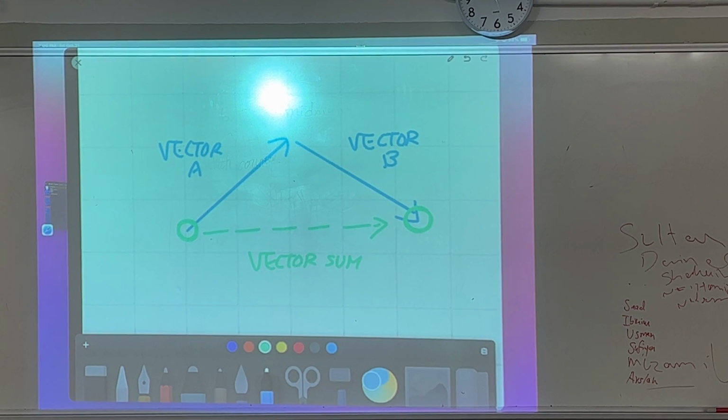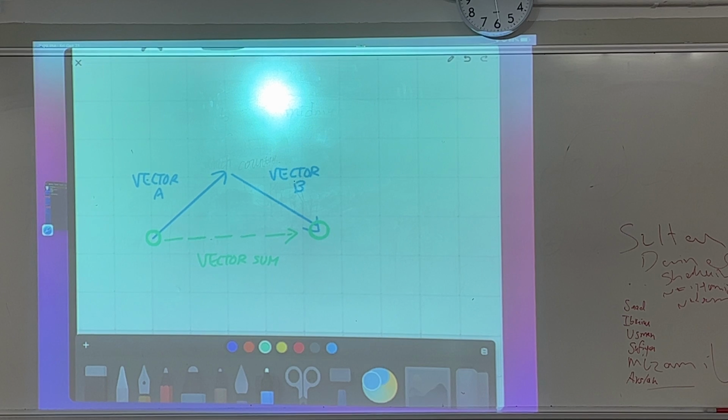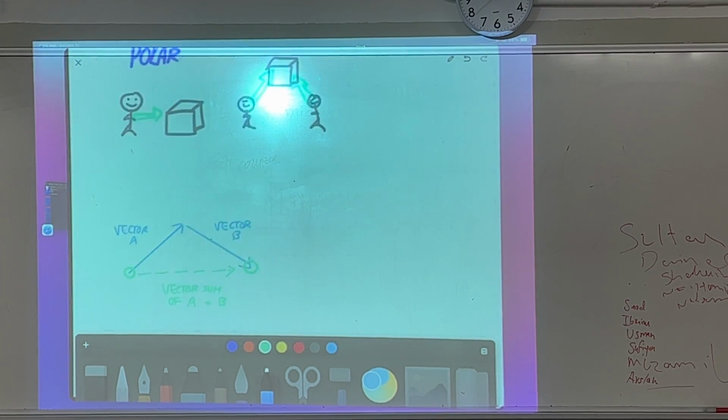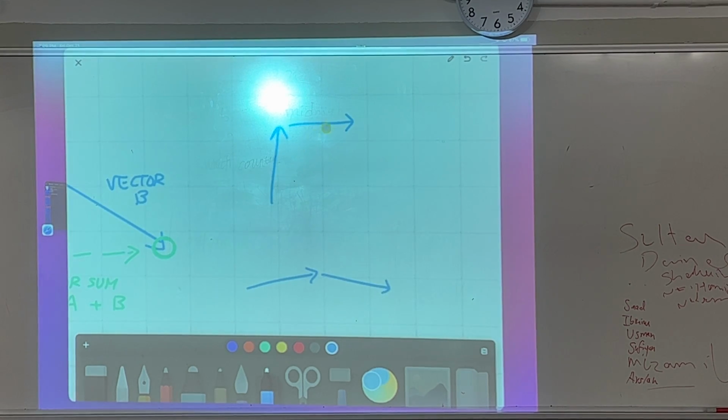Even if you haven't done physics, this is simple enough to understand. So the vector sum of A and B would be you connecting the arrow tail of one vector to the arrow head of the other vector. So let's try this. What is the sum of these two vectors? The sum of these two vectors will be this one, right?